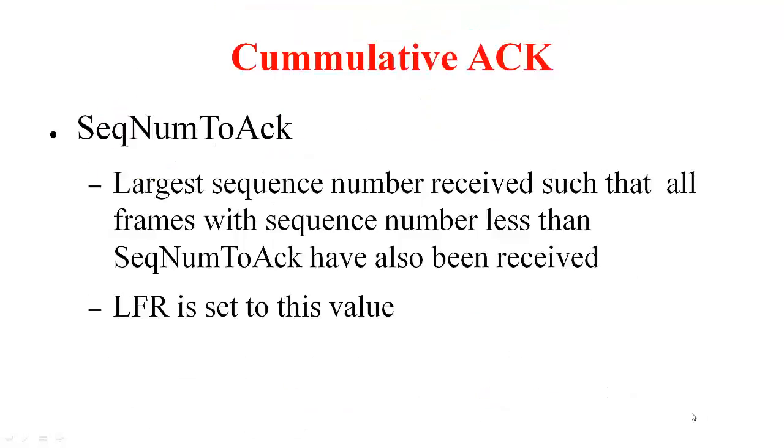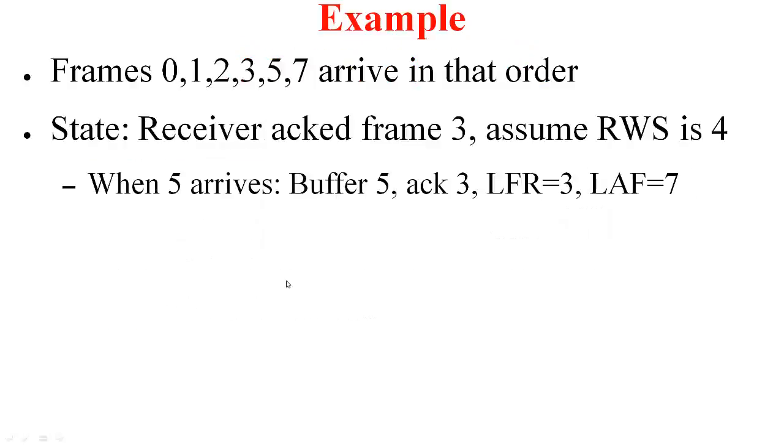So in cumulative ACKs, the sequence number to ACK is always going to be the largest sequence number received, such that all frames with sequence number less than this have also been received. This LFR is the one that is set to the cumulative acknowledgement. An example helps. So for example, you are receiving frames in this particular order at the receiver. And let's say the state of the receiver is such that it already acknowledged frame 3. And let's also assume that RWS is equal to 4. So if you look at it, it acknowledged frame 3.